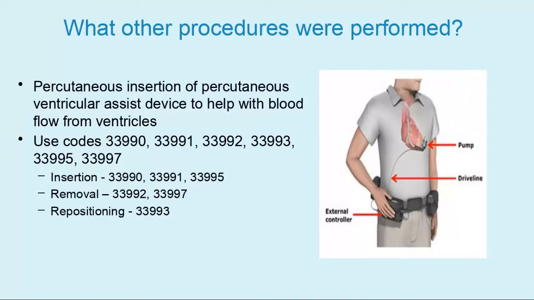Finally, CABG procedures may also involve percutaneous insertion or removal of a ventricular assist device, which is designed to help the blood flow from the ventricles, the lower chambers of the heart. So this is for percutaneous insertion. There's also a code for removal and repositioning in the 33990 to 33997 range.